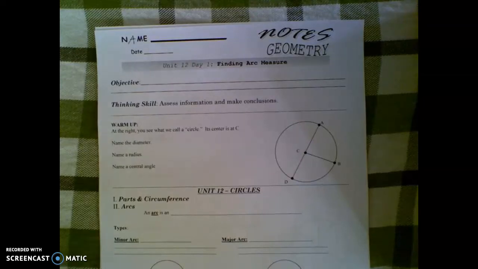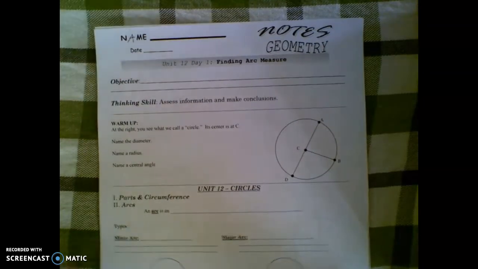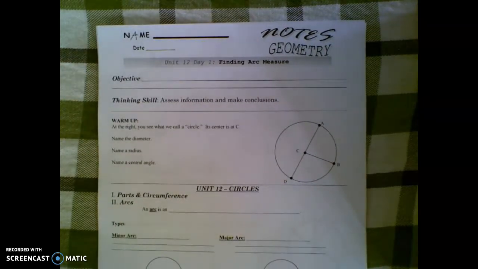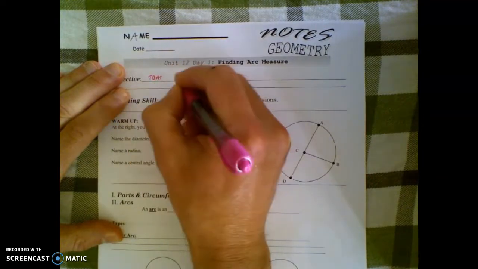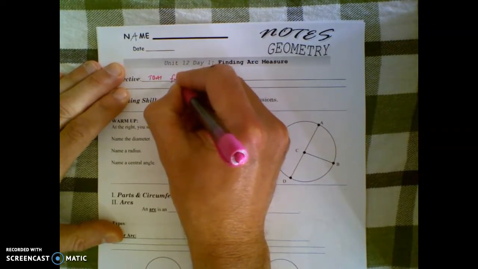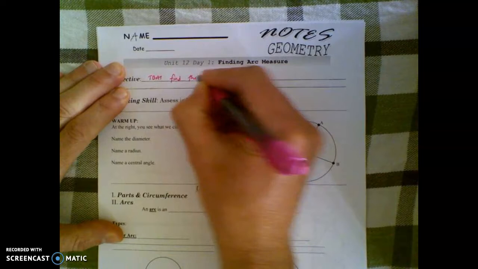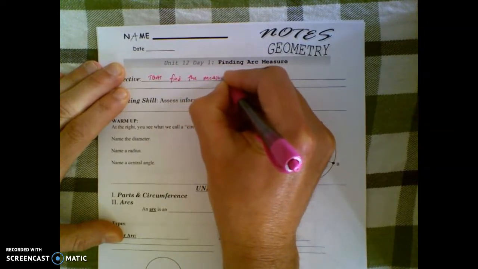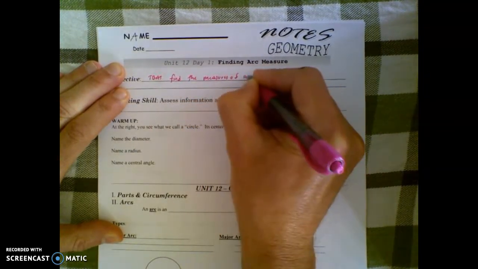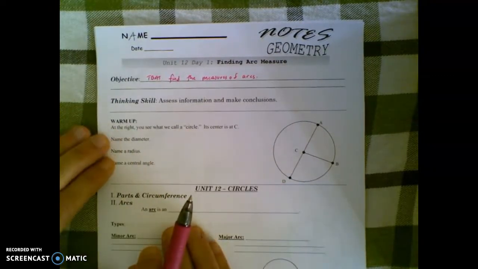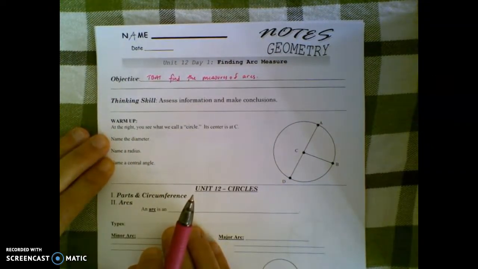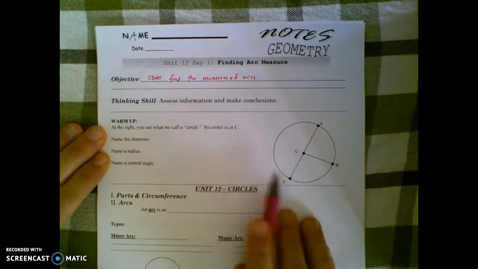All right, as promised, here are the notes video. Again, you have a blank version and a filled out version in your folder, so you can use them as you want. But the objective for the day is to be able to find the measures of arcs. Notice that I didn't say the length of arcs, the measures. There's a difference between the two, and hopefully we'll be able to know that difference by the end of the lesson. In any event, a little warm up here.